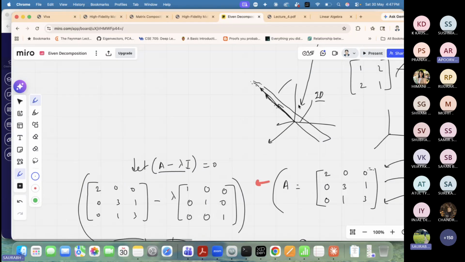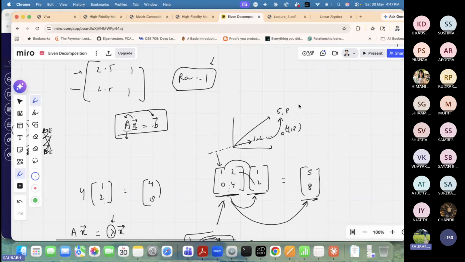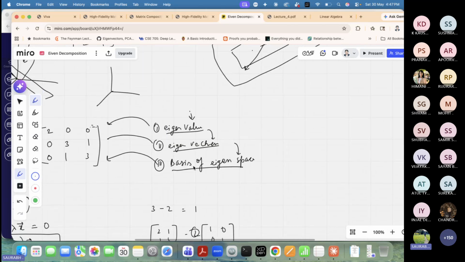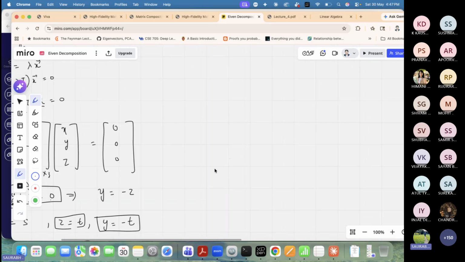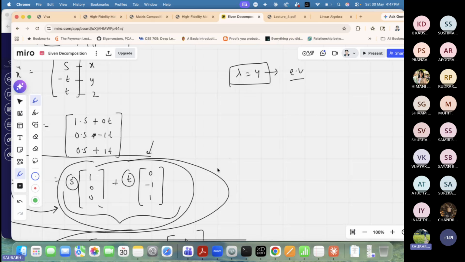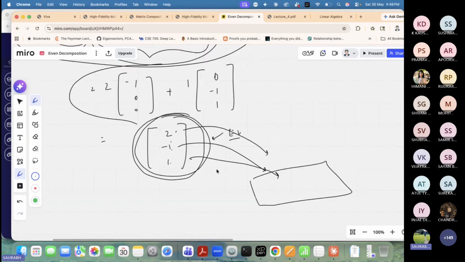Now the third question, if you remember, I had written down was to find the basis of eigenspace. Okay, and this is where I'll tell you how you find the basis of eigenspace. Go ahead. Where you were saying, the problem here itself?